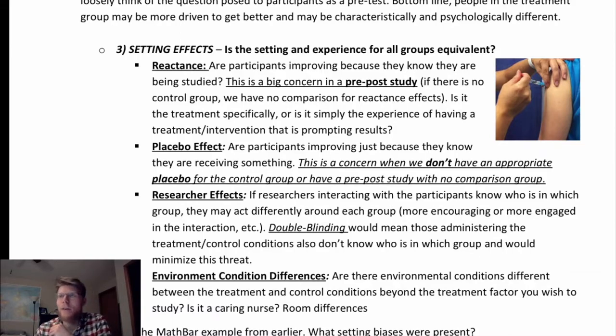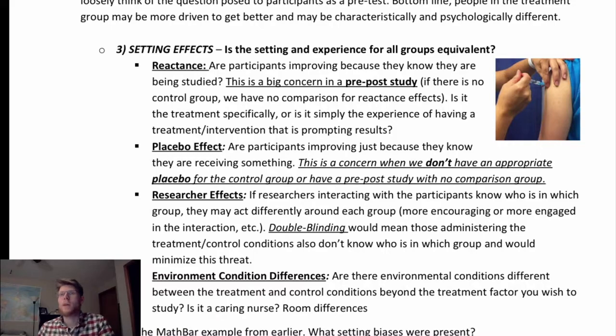Researcher effects would be if the administrators know what's going on and they're acting differently, and thus may be affecting the participants even subconsciously. So that's where double blinding comes in. If you don't have double blinding, you might have a researcher effect if you have researchers or administrators interacting with the participants who know who is in which group and might be acting differently.